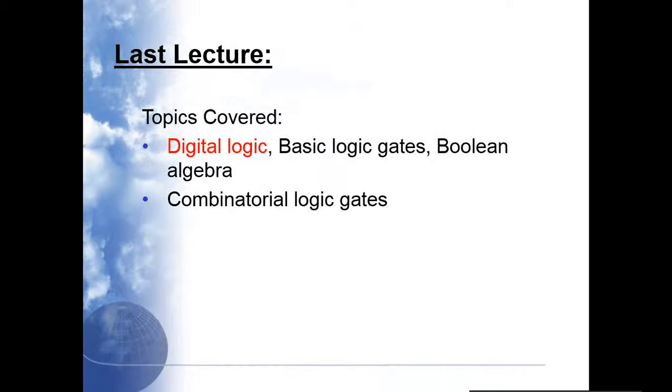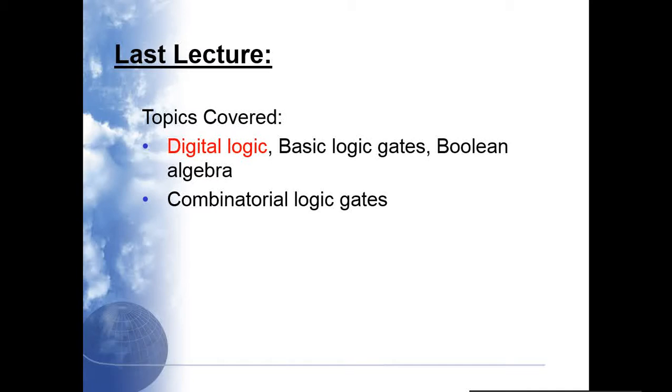So last time we covered digital logic, the basic logic gates, Boolean algebra and combinatorial logic gates. And really what we covered was the AND gate, the OR gate, the NOT gate, the NAND gate, the NOR gate, and XOR. And we sort of saw how those things work. The basic idea with a logic gate is you have some inputs, you push them through a box of some kind of gate, and it gives you an output of some kind. And depending on what box you're using, AND, OR, NOT and so on, you'll get a different outcome.